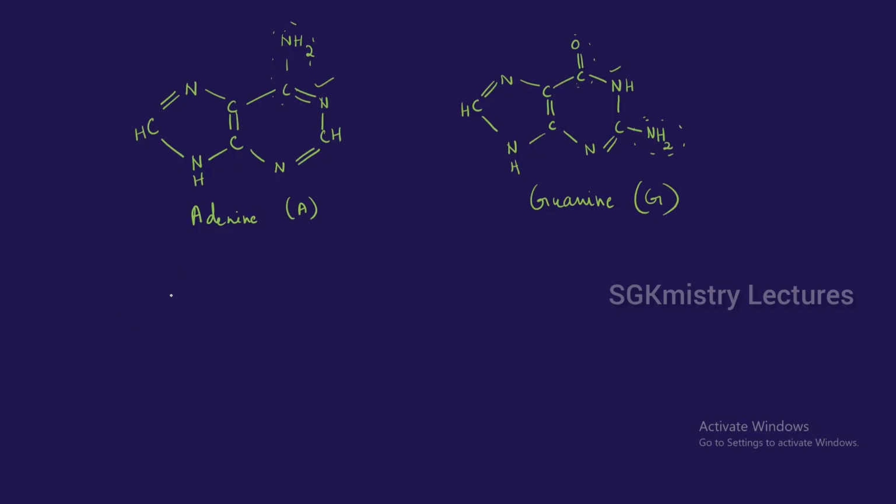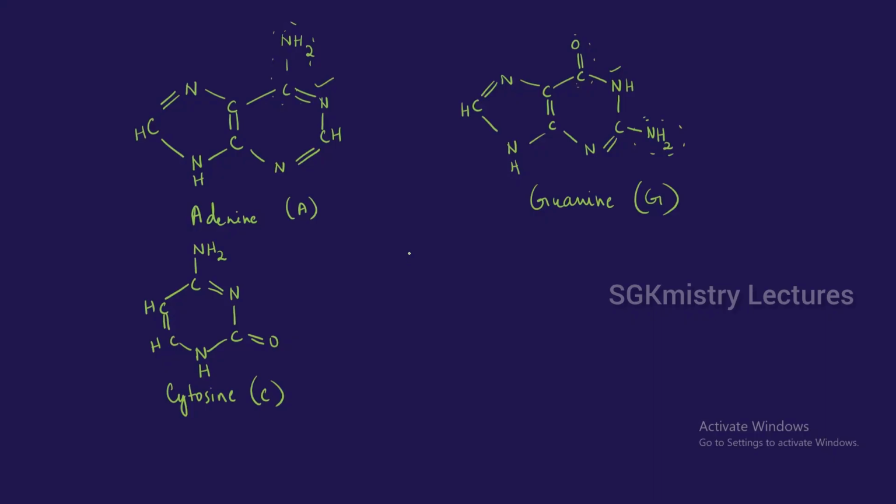Next, talking about cytosine, thymine, and uracil, we have alternate C and N structure here, up till here. Then we have two carbon atoms. To this carbon, there is an NH2 group attached. And then here there is a double bond O. So this is cytosine, which is represented with C.